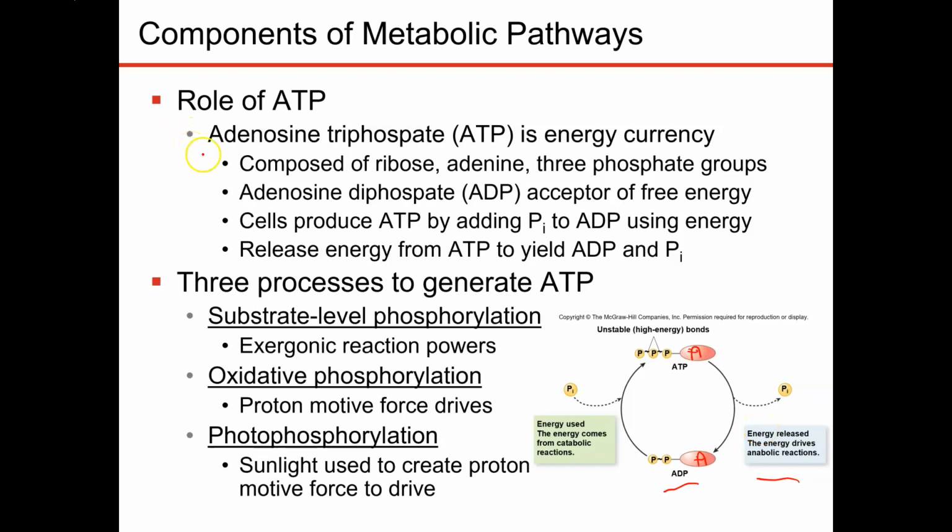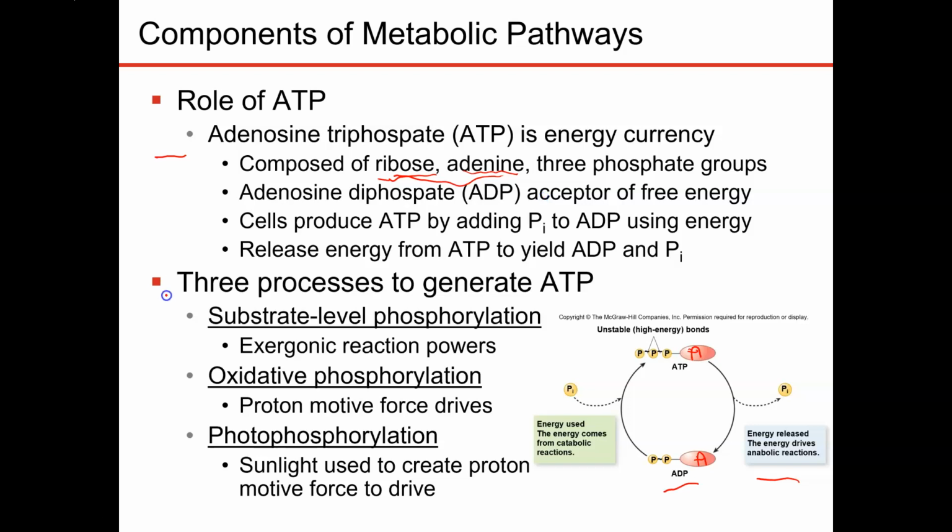So ATP is the energy currency that all cells use, including our cells and bacterial cells. ATP uses adenine and ribose. When they are connected, they're called adenosine, and then 3 phosphates. When it is broken down, it turns into adenosine diphosphate with 2 phosphates.